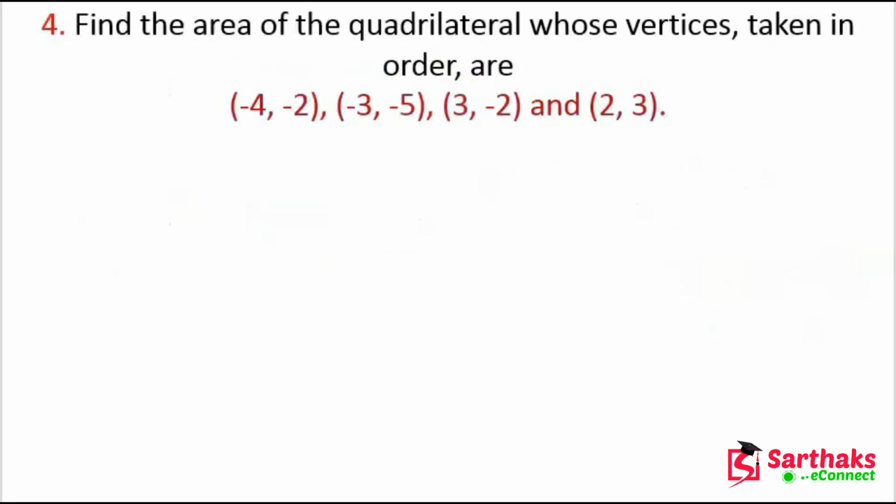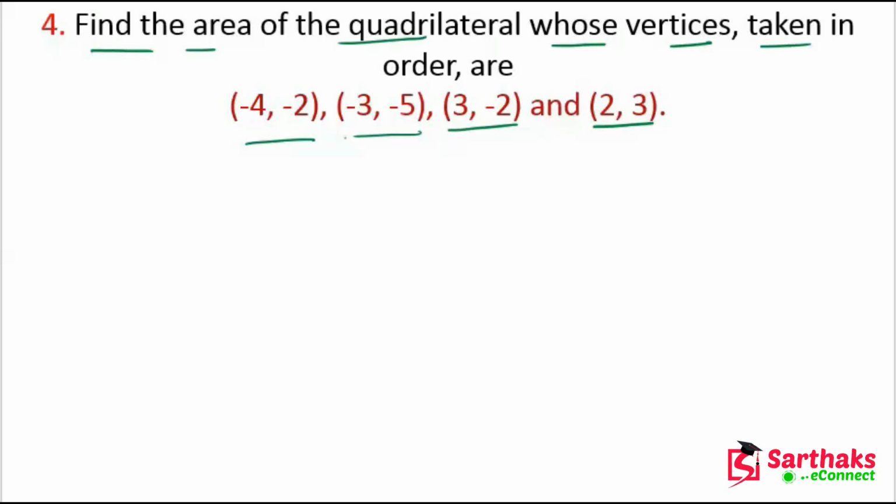So the next question is: find the area of the quadrilateral whose vertices taken in order are -4, -2; -3, -5; 3, -2; and 2, 3. So now we have a quadrilateral whose vertices are given, and we have to find the area of the quadrilateral.